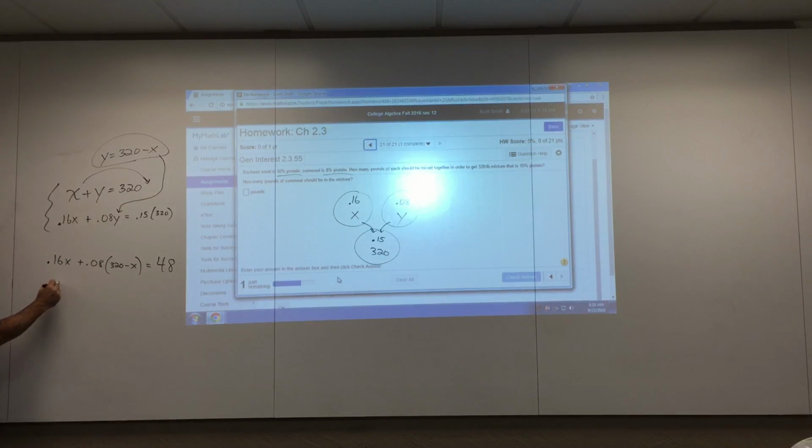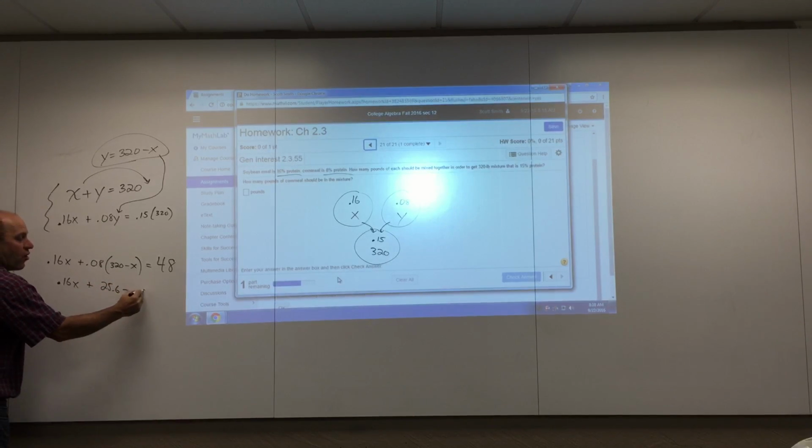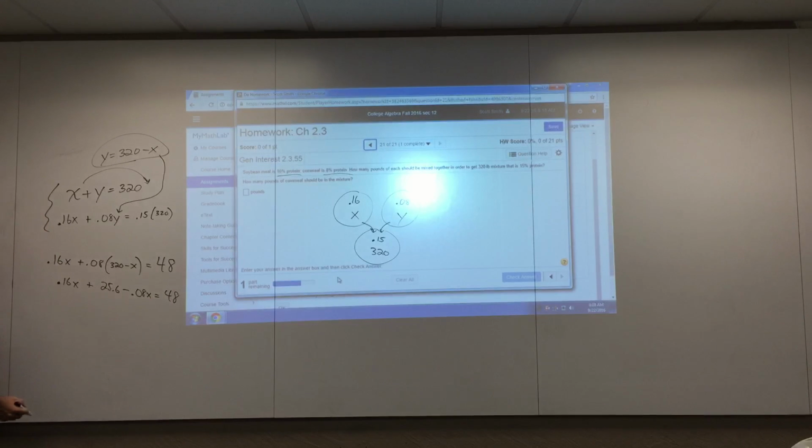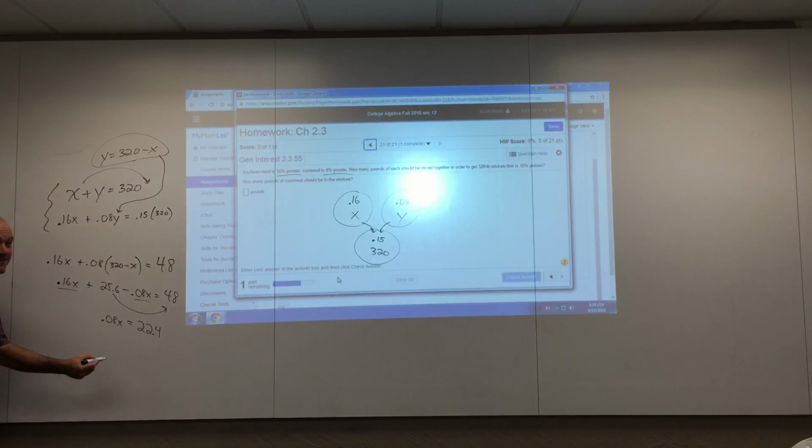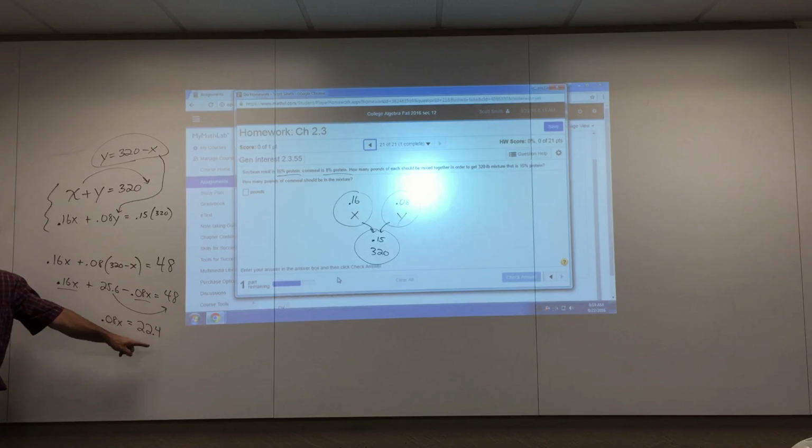I'll distribute this. This is 0.16x, and 0.08 times 320 is, can you help me? 25.6 minus 0.08x equals 48. If you subtract your x's there, you get 0.08x, I think. And over on the other side, I'm going to subtract the 25.6, and I'll be left with 22.4. Sounds right. Okay, thank you.